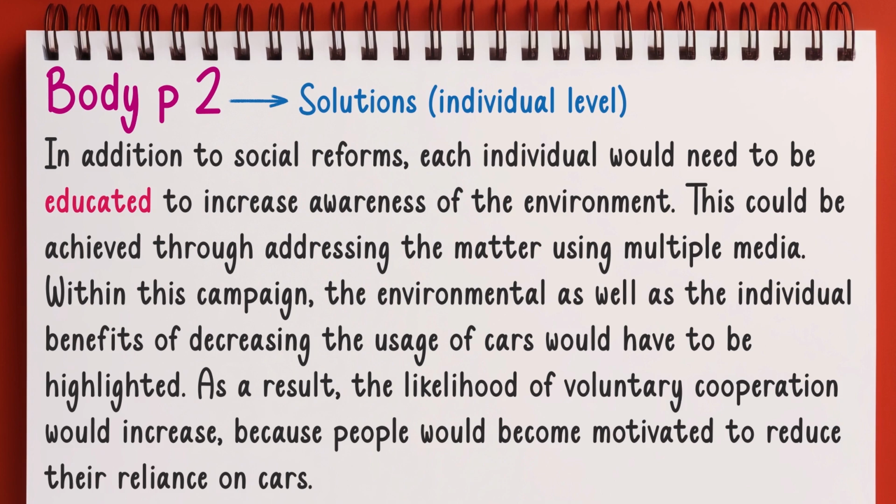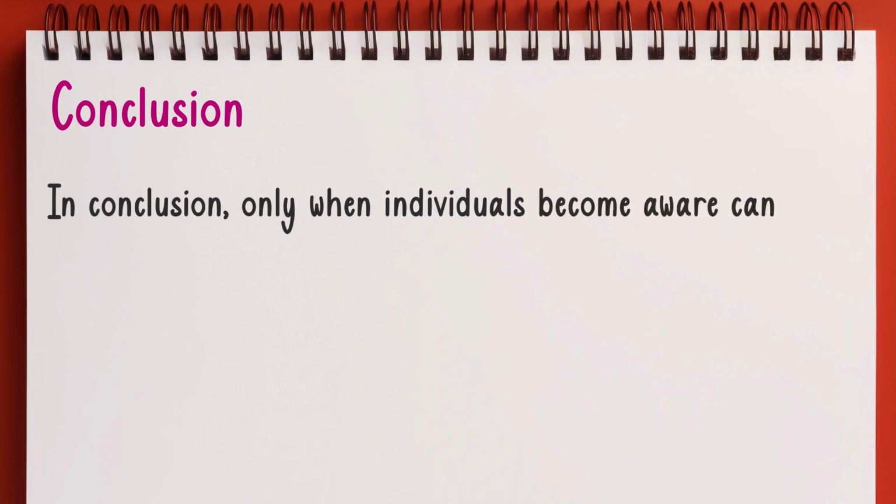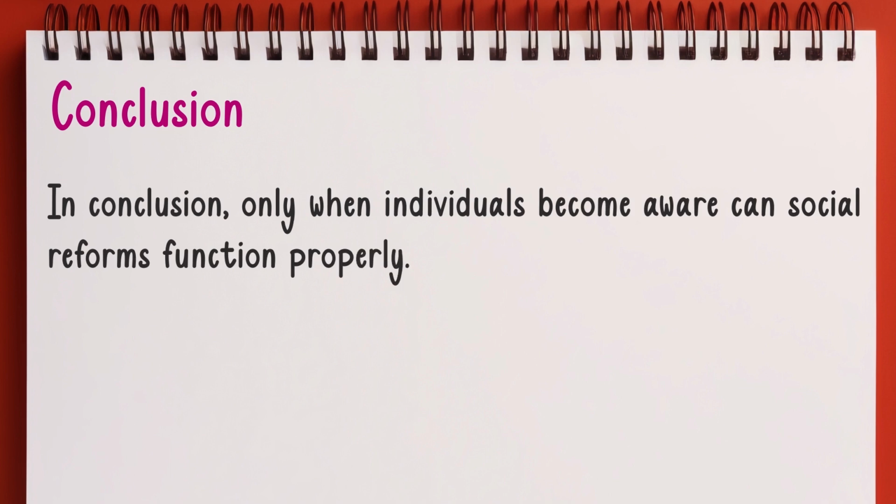Now it's time to start to write our conclusion paragraph. And you know that the first sentence of the conclusion paragraph is always a paraphrase, the restatement of the thesis. In conclusion, only when individuals become aware can social reforms function properly. Now, we can finish our essay by writing about a threat or prediction or giving a suggestion or recommendation, anything. So it's up to you which method you're going to use in order to end your essay. So I'm going to write about prediction, right?